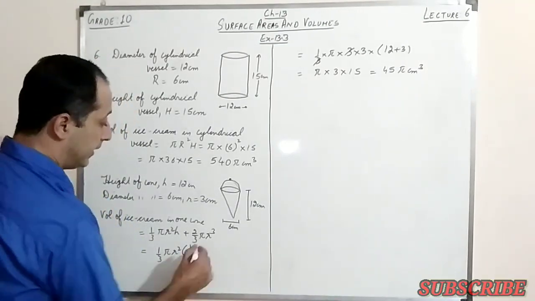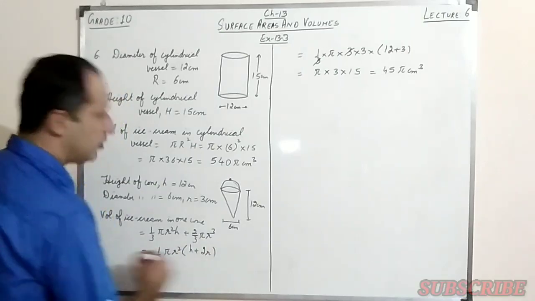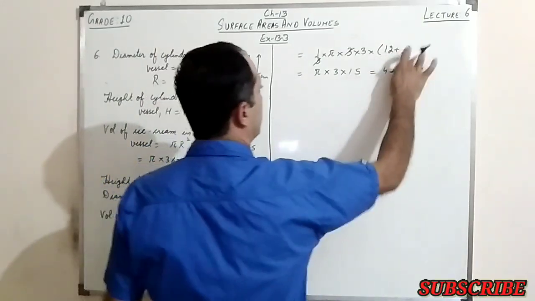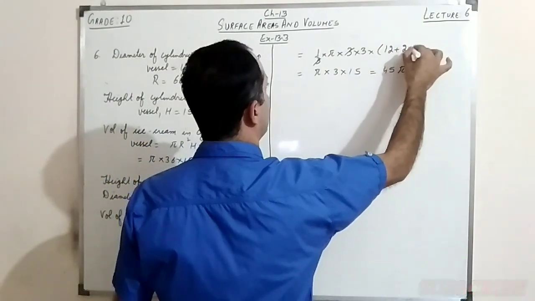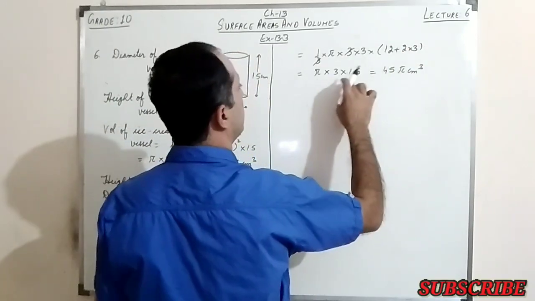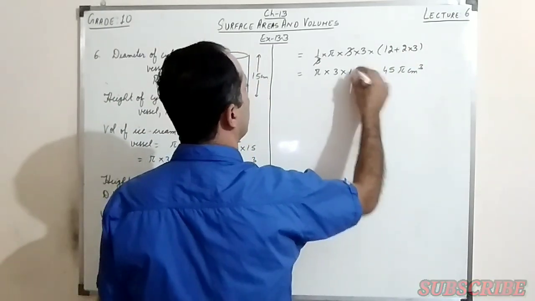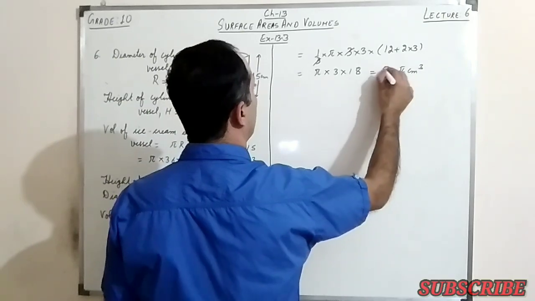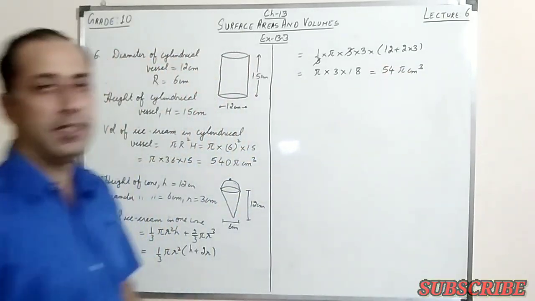After taking common, this will be 2r. So this becomes basically 2 multiplied by 3. And this is 18. So we get it as 54 pi centimeter cube, right?